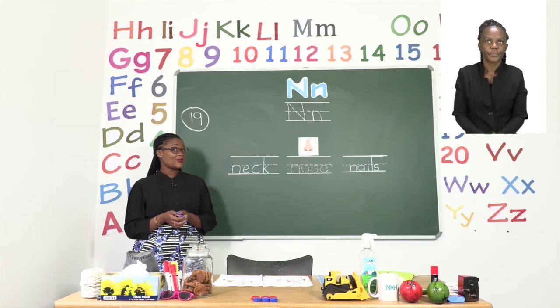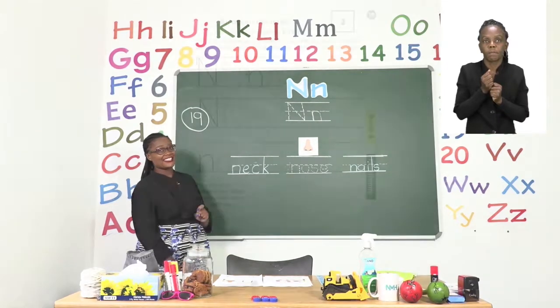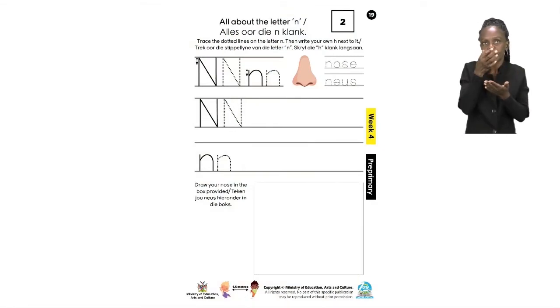For our first exercise, boys and girls, let's turn to page 19. On page 19, we are dealing with the sound N. Everyone, let's say N. Well done. So we have three special jobs. The first special job is to trace the sound N.